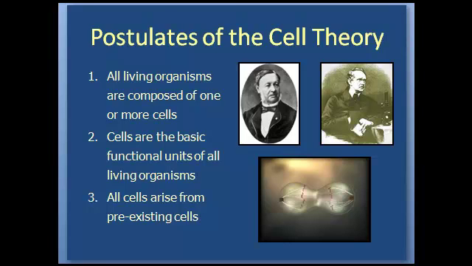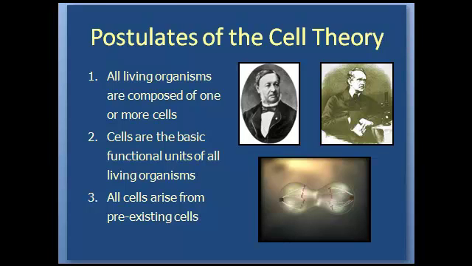As time went on, more and more scientists began to use these early microscopes to study both plants and animals. In the late 1830s, Theodor Schwann reported the presence of cells in animal tissue. Matthias Schleiden also described the presence of cells in plants. And in 1855, Rudolf Virchow extended the cell theory and concluded that all cells arise from pre-existing cells.